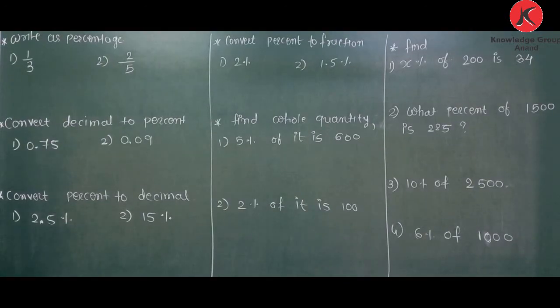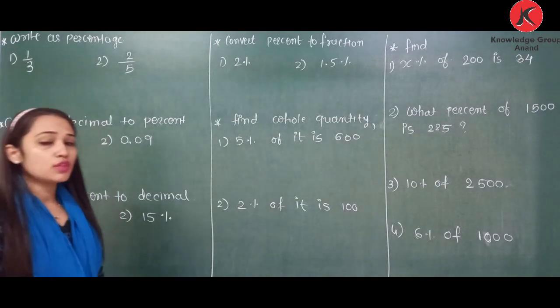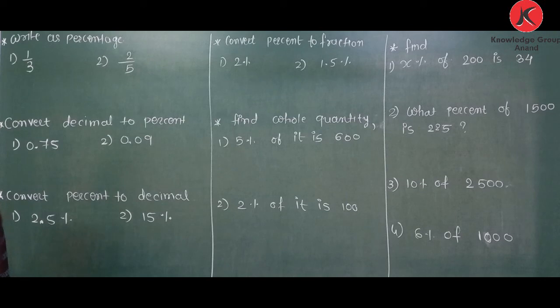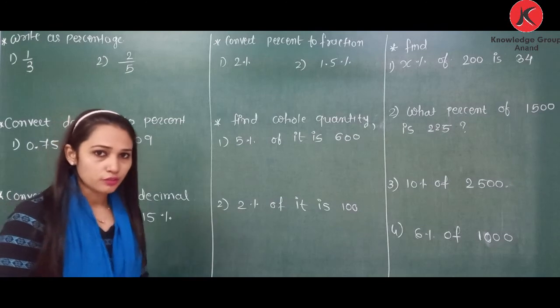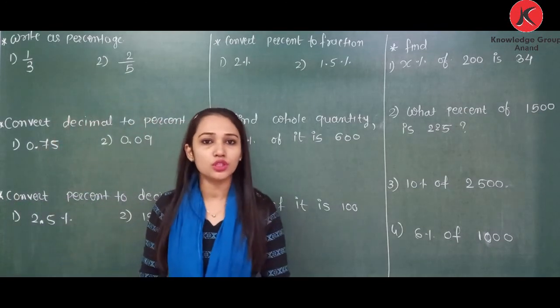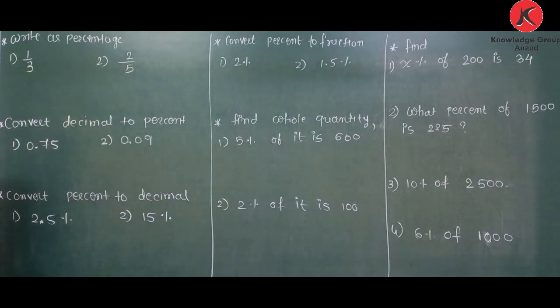So if fractions are given and you need to convert them into percentage, you need to make the denominator 100 because percentage is counted from 100. So if the denominator is 100, then you can directly write the numerator as a percentage. But if the denominator is not 100, then you need to multiply with some number to make it 100. Okay? So here first, 1 by 3. Now we cannot multiply 3 with any number to get 100. So how to convert this 1 by 3 to a percentage? 1 by 3 multiplied by 100%.